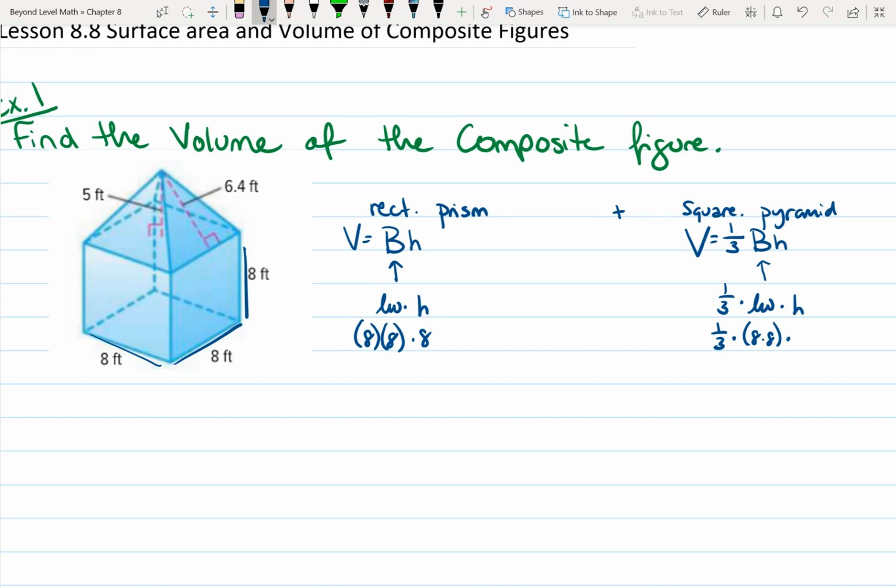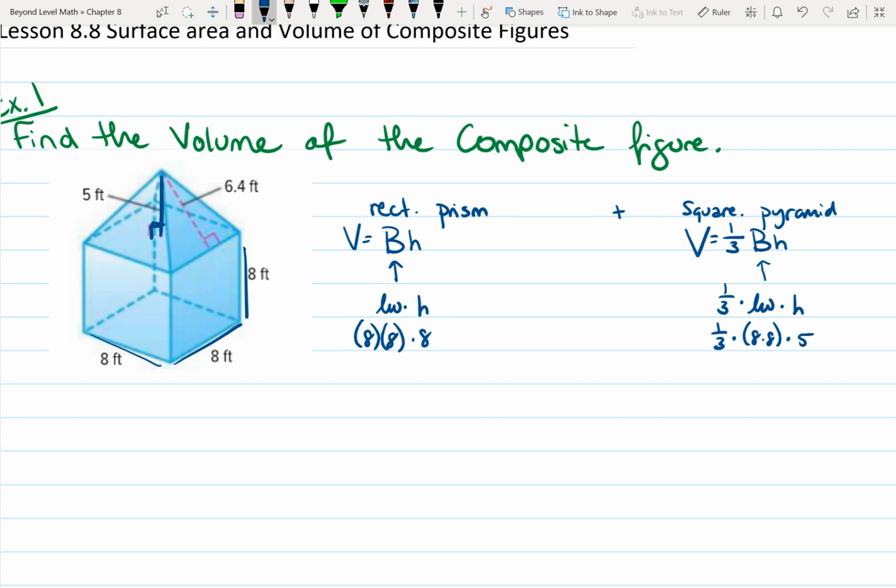I think, early on in the first couple sections, I talked about them giving us extra information. Here, we do not need the slant height, that's 6.4. We do not need that. They just gave it to us to see if we understood the difference between the slant height and the actual height of the pyramid. So the actual height of the pyramid is 5 feet.